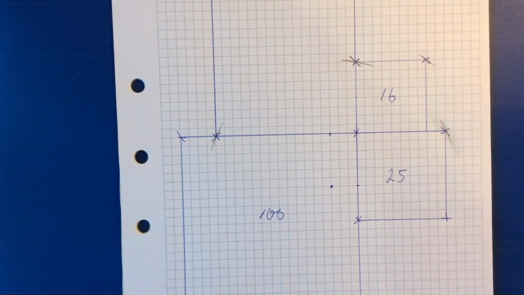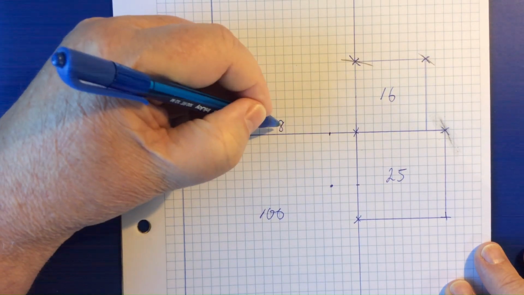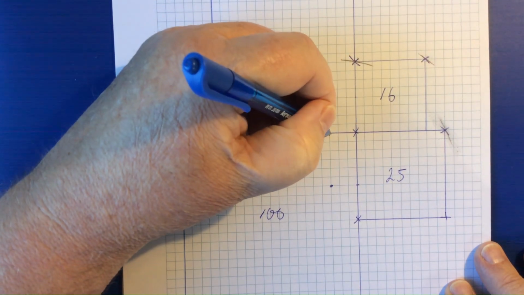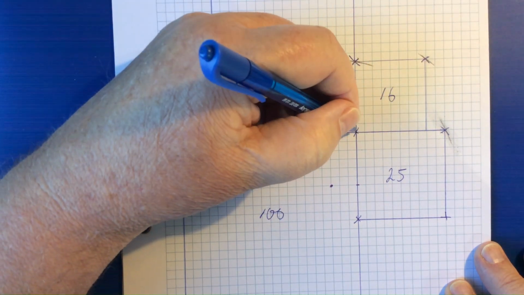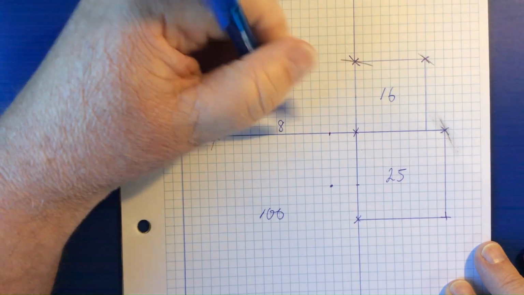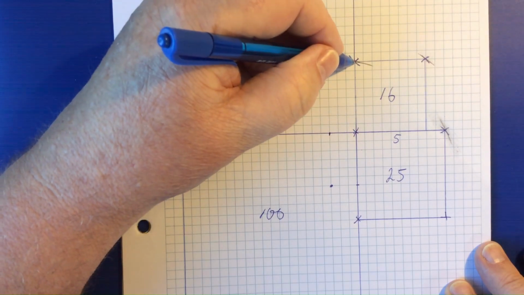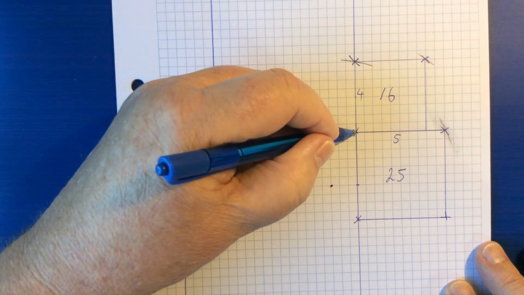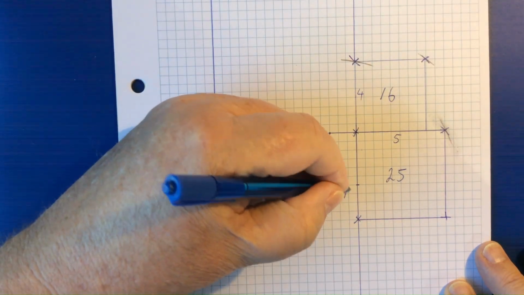Now, if I go back to my construction, that means that from here to here is 8. And from here to here is 8, and from here to here is 5, and from here to here is 4, and from here all the way down to here is 10.